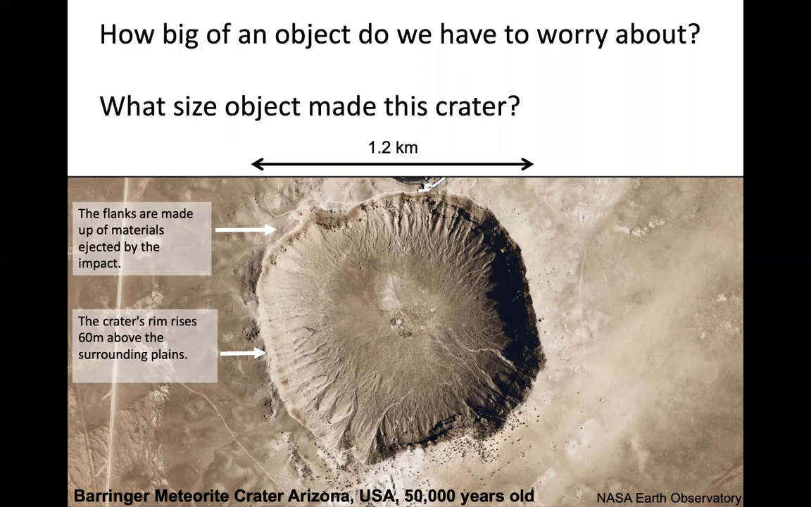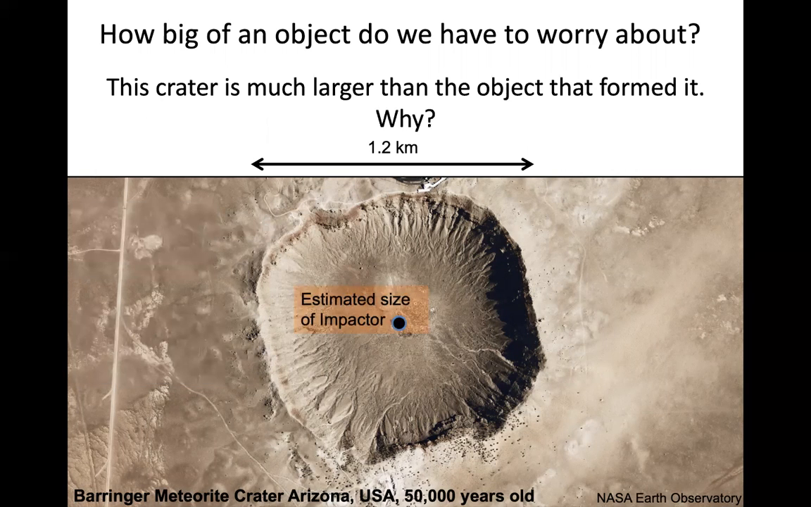Now, based on those previous pictures, you might go, okay, this requires something a kilometer across to produce this hole. That's not the case. The size of the object that produced this was probably less than 100 meters across. So going from 20-ish meters to 100-ish meters makes a major difference in how much damage it can do. Now, why is that?